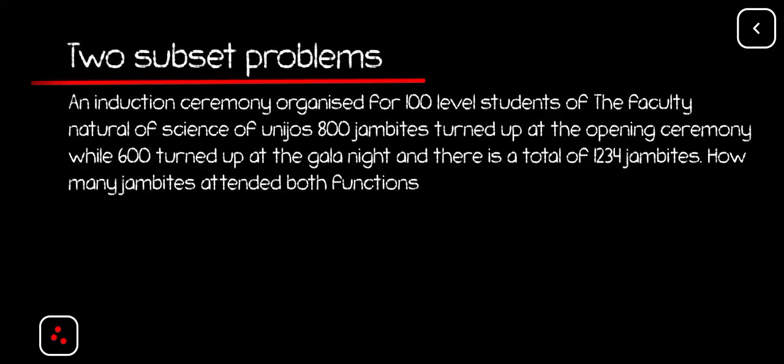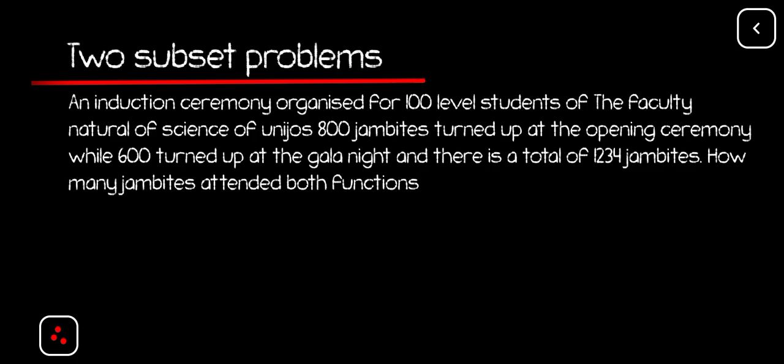All right, so now we want to solve problems on two subset, and we're going to be using the Venn diagram and the formula method for solving two subset problems. The question says an induction ceremony organized for 100 level students of the Faculty of Natural Science of UNIJOS. 800 Jambites turned up at the opening ceremony, while 600 turned up at the gala night, and there is a total of 1,234 Jambites. How many Jambites attended both functions?